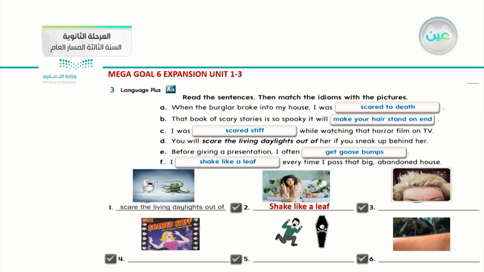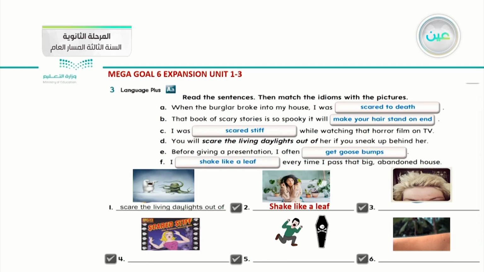I was scared stiff while watching that horror film on TV. What do you think, which picture does scared stiff belong to? I think number 4 is the suitable one for it. And let's transfer to letter D.